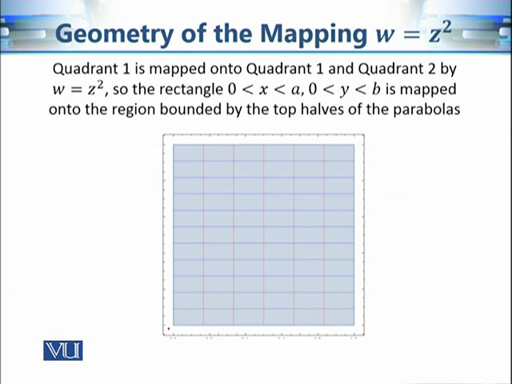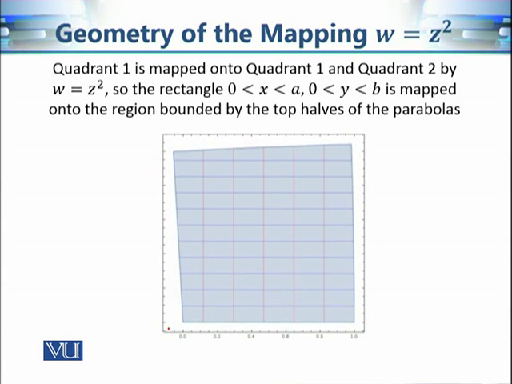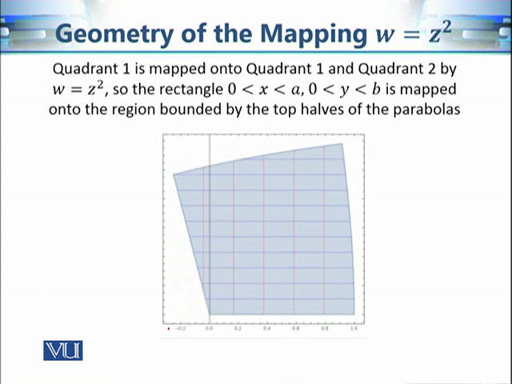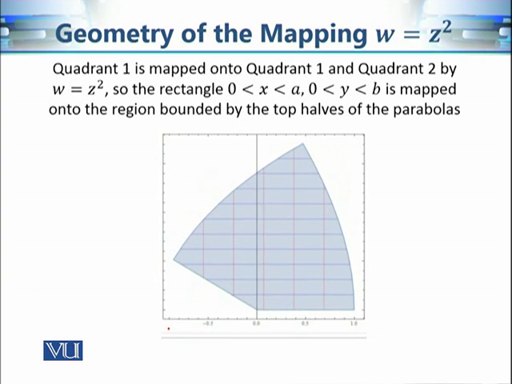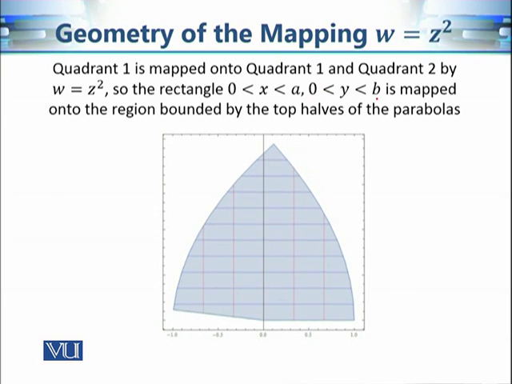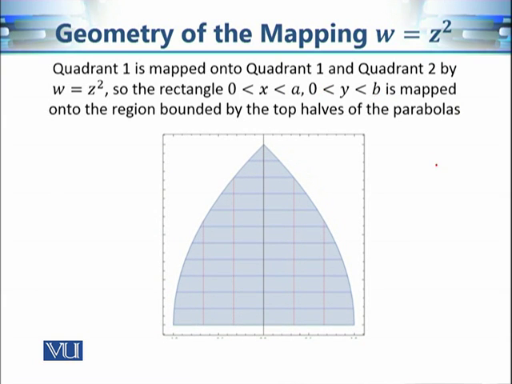Now we can see that elements which are in the first quadrant are mapped onto quadrant 1 and quadrant 2 by this map z square. So in other words, if we consider this rectangle where x lies between 0 and a and y lies between 0 and b, then it will be mapped onto the region bounded by the top halves of these parabolas. So this is the first half of this parabola, continuing in the other way, and this is the second parabola, continuing in the other way. So these are the top halves, and this rectangle will be mapped onto this portion.